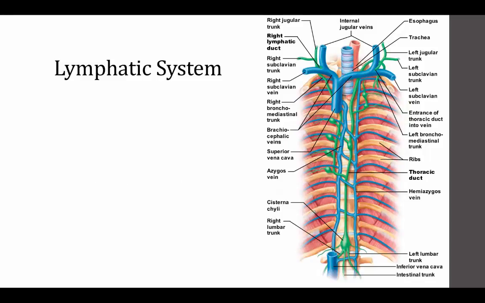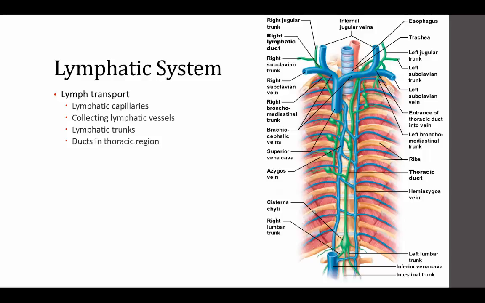So the lymphatic system, how is the lymph transported? Well, we talked about those capillaries that are spread throughout the body. Those lymphatic capillaries pick up the fluid in those interstitial spaces and transport it to those collecting lymphatic vessels, up to lymphatic trunks, and we're talking sequentially larger and larger lymphatic vessels, and then ultimately into ducts in the thoracic region, so the middle of the body, so to speak.